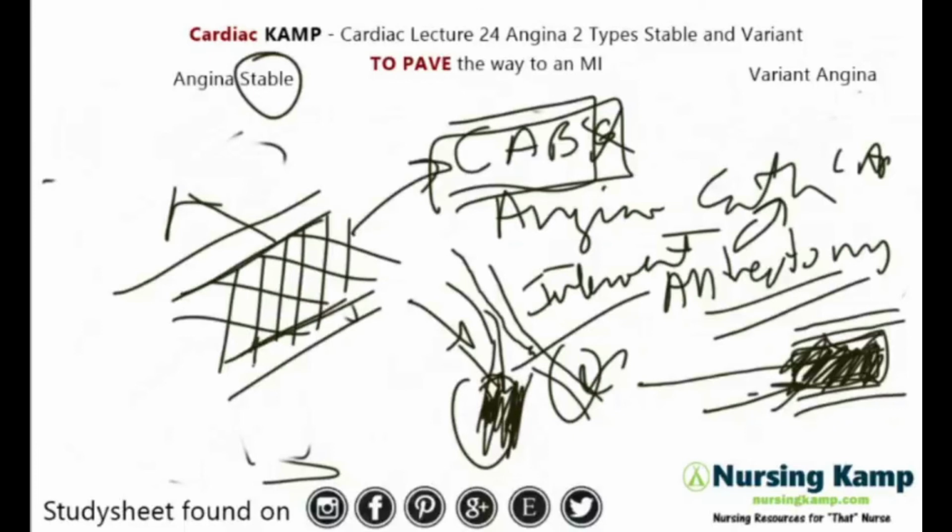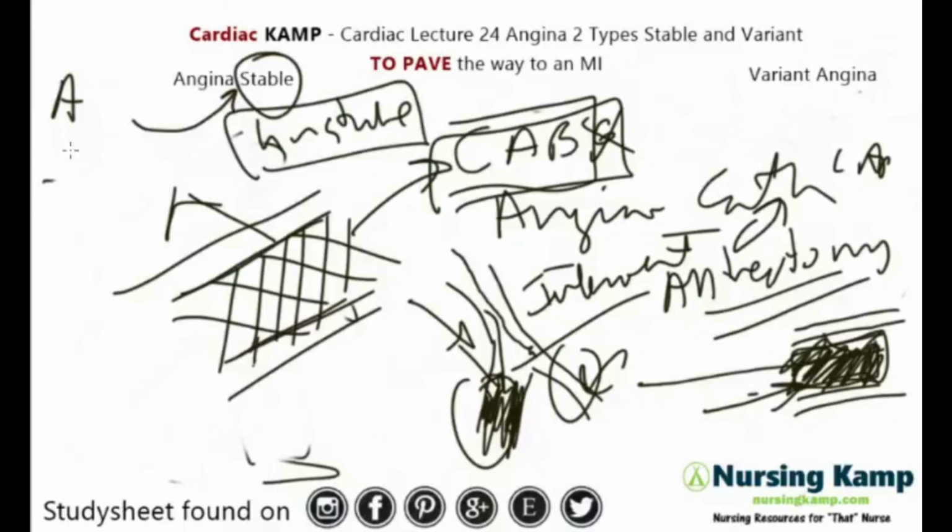So stable angina. So let's get into the different, what it is. So stable angina, is it acute or chronic? Well, it's more chronic because it's not unstable. Unstable angina doesn't go away with rest. How does it start? Well, it's because of underlying CAD, coronary artery disease.